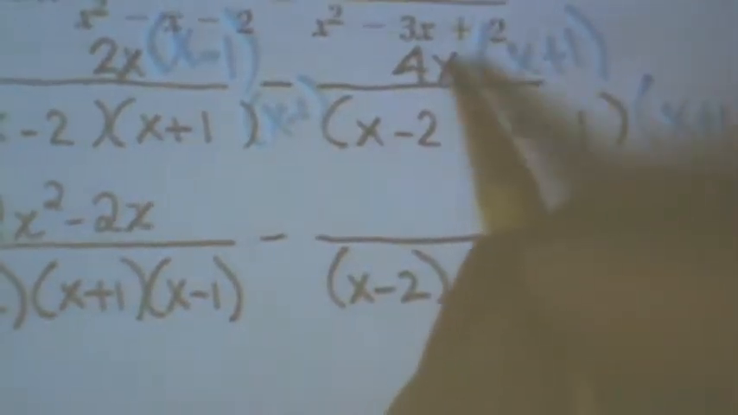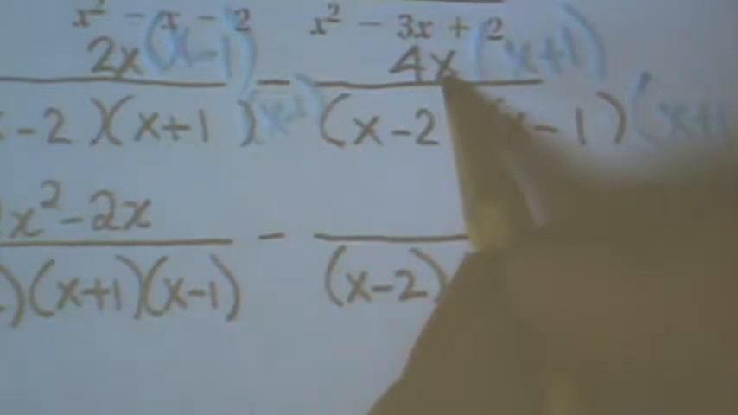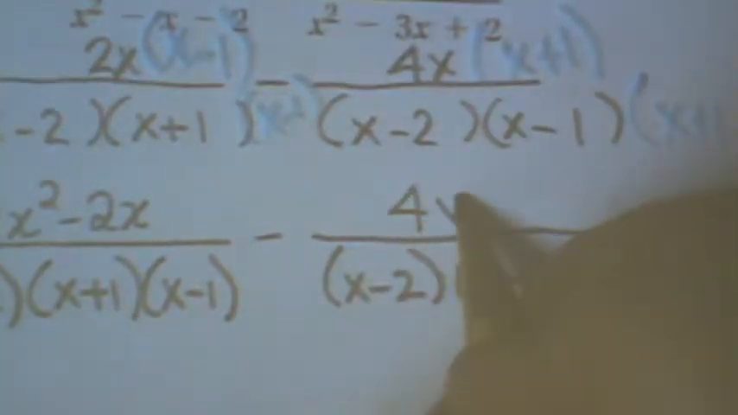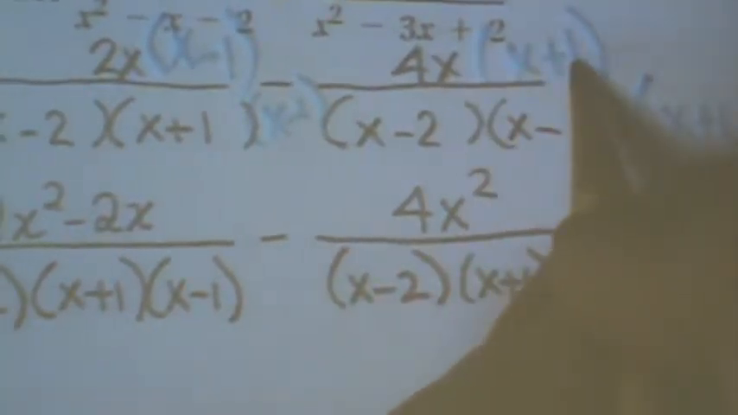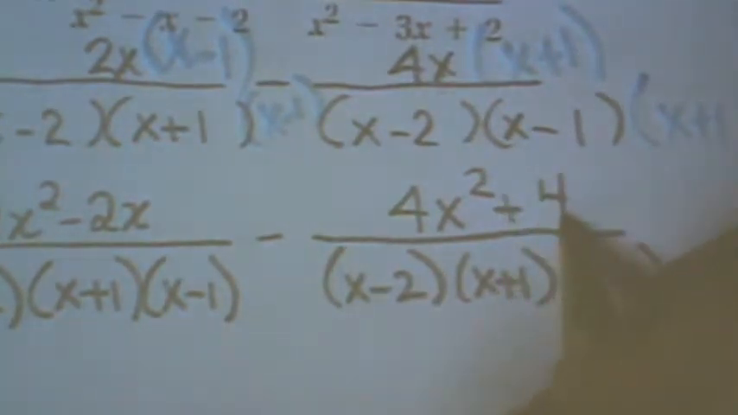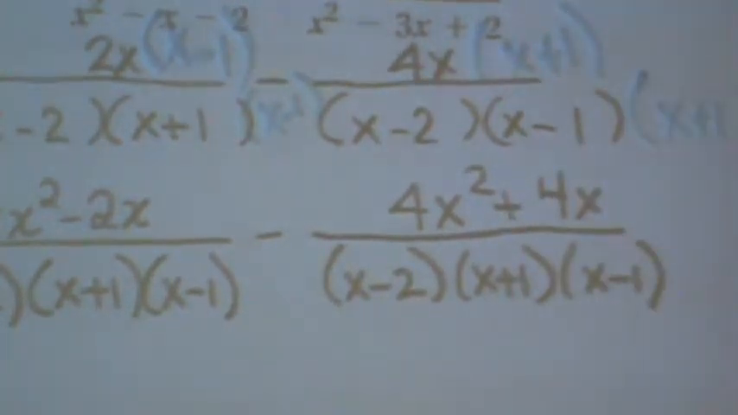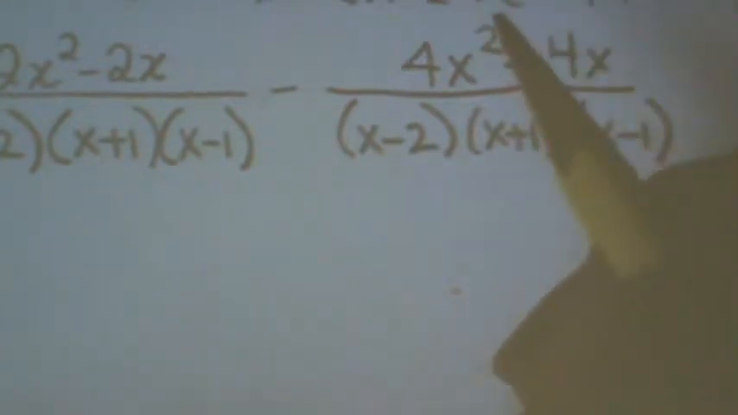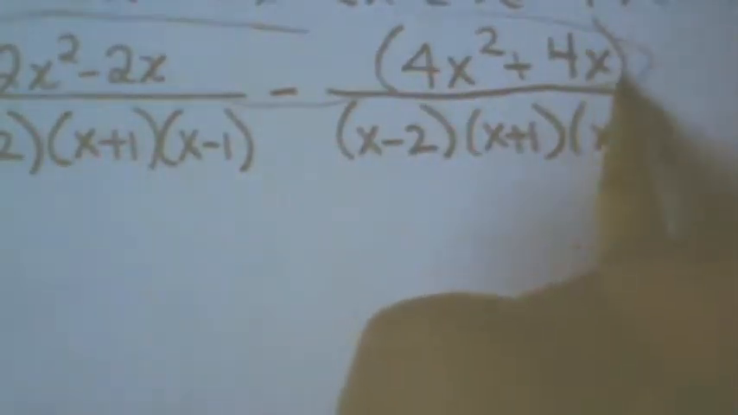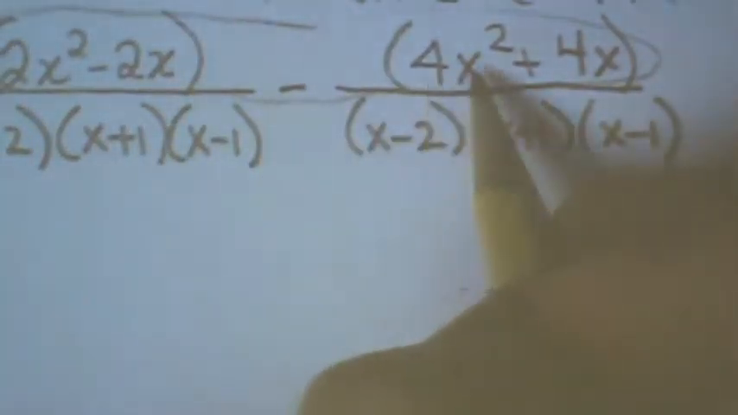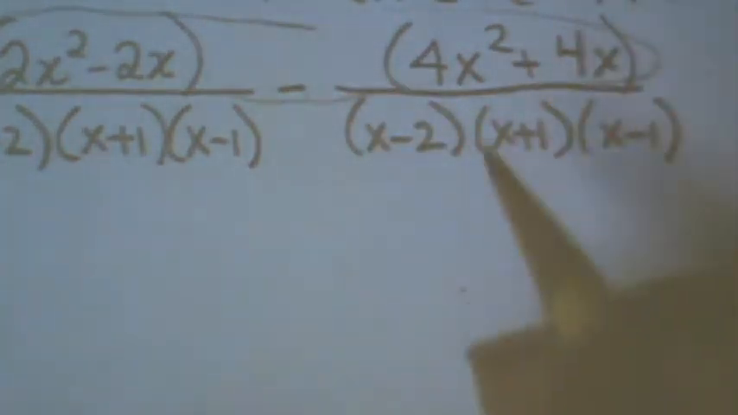And then over here, what do you have? 4x squared plus 4x. This is easy. Okay, now we're gonna combine the numerators. But be careful, because it's a subtraction problem. So you're subtracting both of these. So what is 2x squared minus 2x minus 4x squared minus 4x?